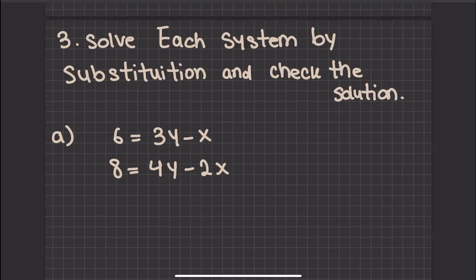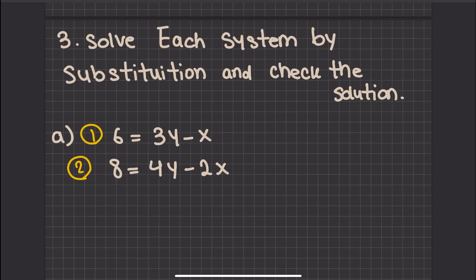Next question, it says solve each system by substitution and check the solution. So A, for the first equation, I have 6 equals 3y minus x. For the second equation, I have 8 equals 4y minus 2x. Alright, let's dive into it. You can see here I have 3y minus x equals a number, and I have 4y minus 2x also equals a number. So I have to isolate one of these two variables, either x or y.